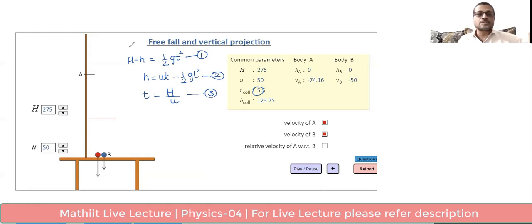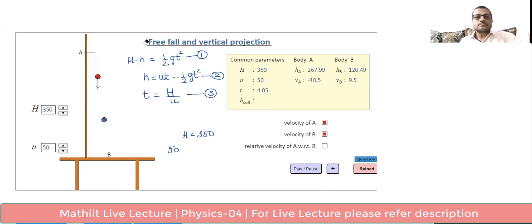Now let us check the other possibility, that is initial velocity. For that, let us fix A at some distance. Let us say 350. Let us fix A here. And let us start with 50 meters per second. So we are writing this here. H is fixed at 350. We are fixing U, initial velocity, at 50. Now we'll see the time at which the collision takes place. Right. So you see, collision takes place at 7 seconds.